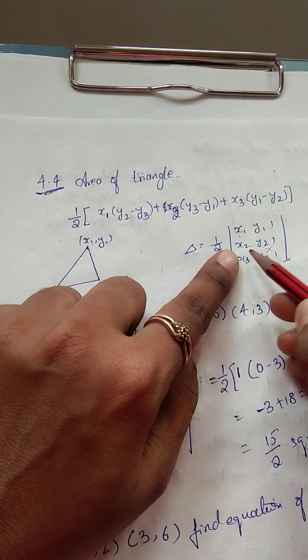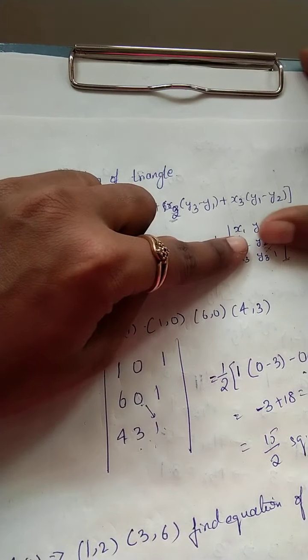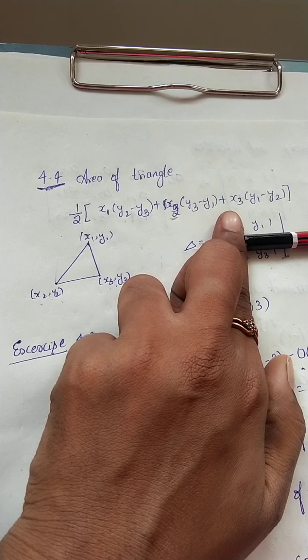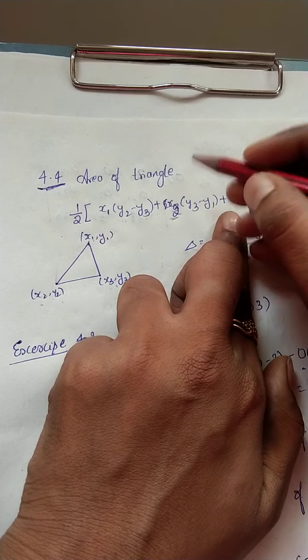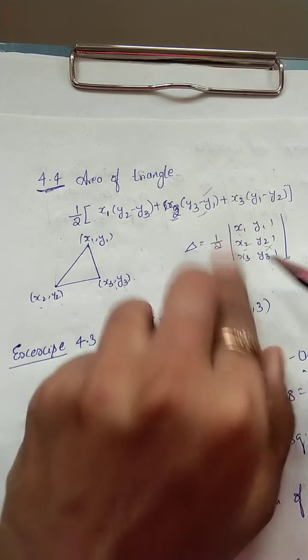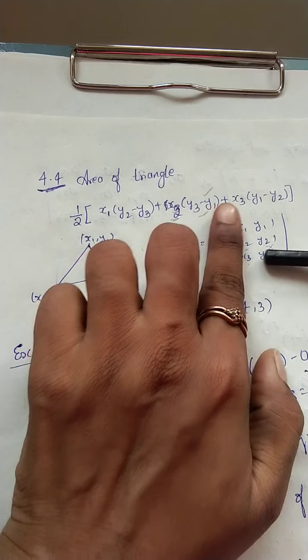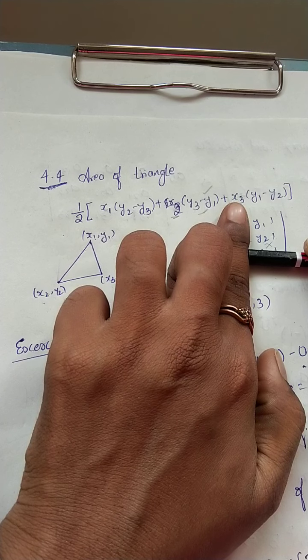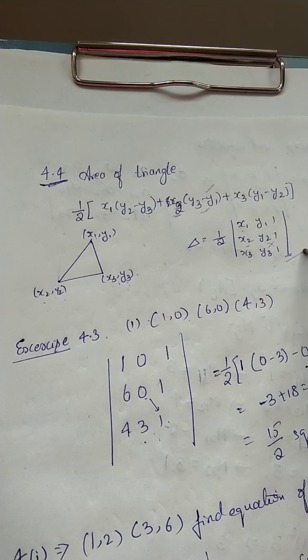Then you have to take the second value, that is x2. If you eliminate that row and that column, the left out value is y1 minus y3, so y3 minus y1. Again x3, you eliminate that row and that column, and write y1 minus y2. This is how you have to solve the determinant problem.